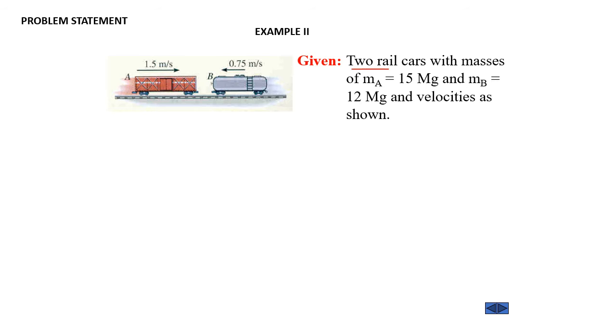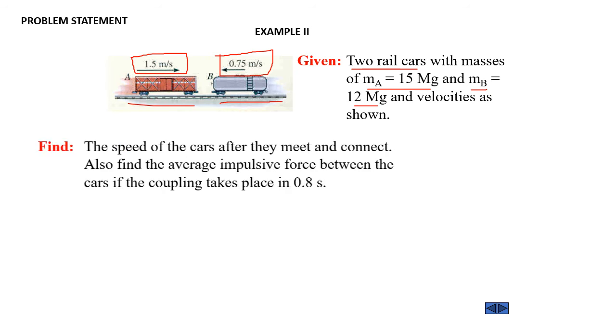So next, let's take a look at this train problem here. In this problem, we're given that two rail cars have masses of MA equal to 15 megagrams and MB equal to 12 megagrams. So here's your MA here, here's your MB there. And the velocities are shown here: the velocity of A is moving to the right at 1.5 meters per second, and the velocity of B is moving to the left at 0.75 meters per second.